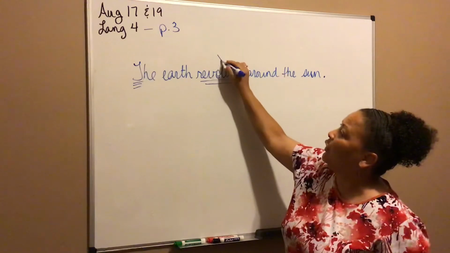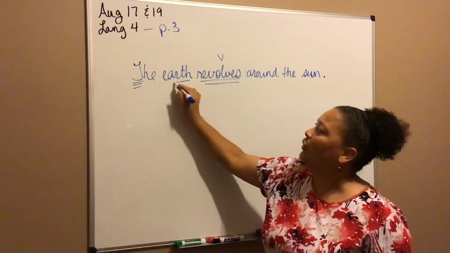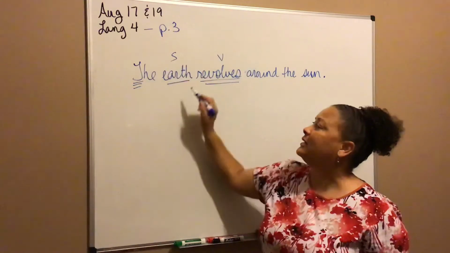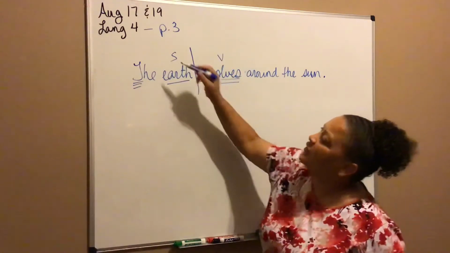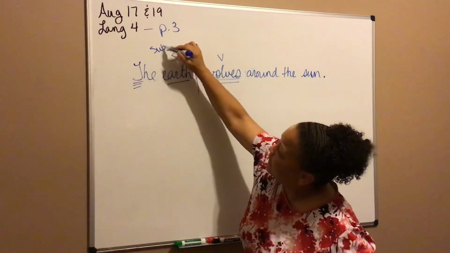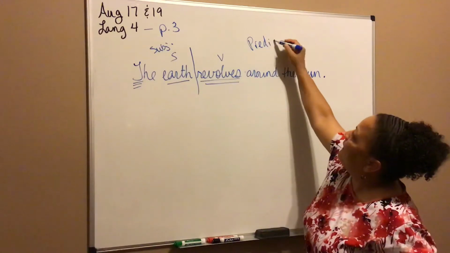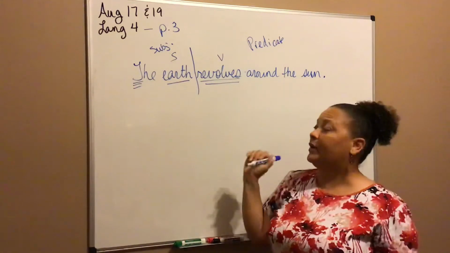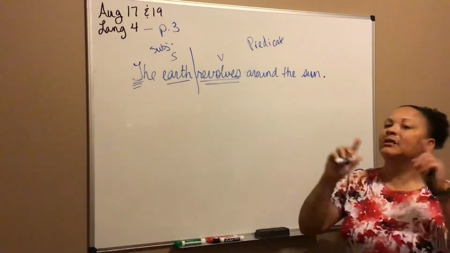Revolves is my verb that tells me what is happening in the sentence. Earth tells me who or what revolves. This is my subject. If I had to separate the sentence, this would be my subject side. This would be my predicate side. So most predicates begin with a verb, okay? Most cases, not all cases.